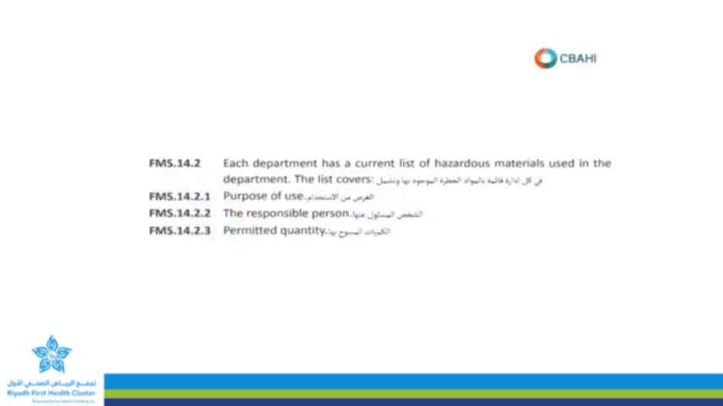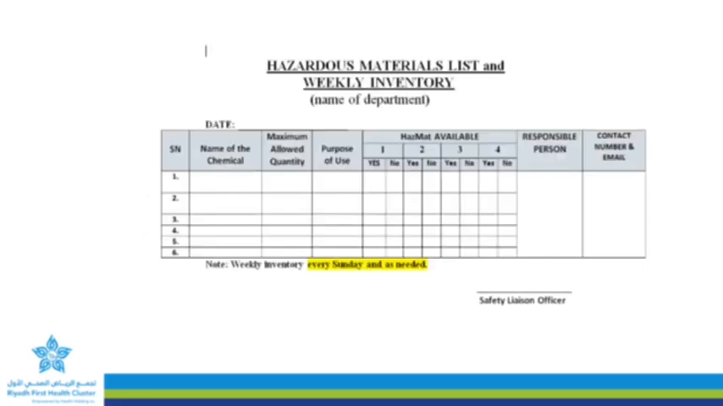Each department has a current list of hazardous materials used in the department, and the list covers the purpose of use, the responsible person, and the permitted quantity. In King Salman Hospital, we are using this hazardous materials list with weekly monitoring. There is an assigned staff trained to perform the inventory or monitoring of the available hazardous materials in the department. The inventory should be done every Sunday or as needed.